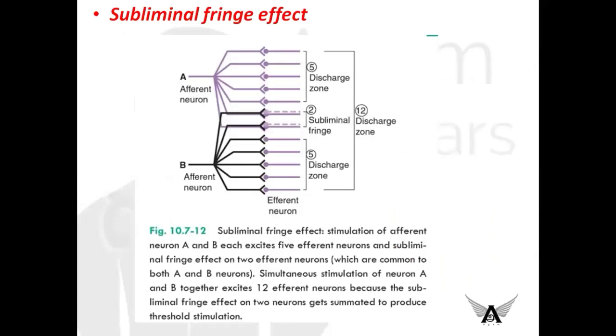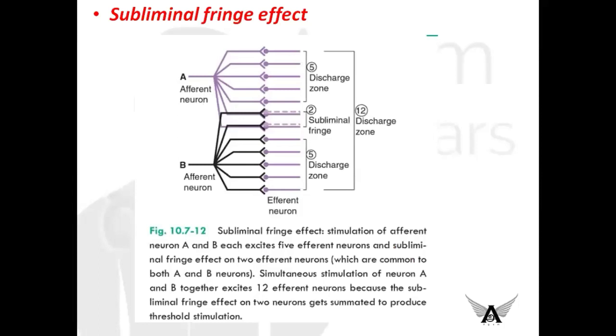When neuron A alone is stimulated, it has a discharge zone of 5 neurons. That is, it stimulates only 5 neurons of the postsynaptic neuron. When B is alone stimulated, it also will stimulate only 5 neurons. But when A and B neurons are simultaneously stimulated, it will stimulate 12 neurons. That is, 2 neurons are stimulated extra in this case when they are stimulated simultaneously.